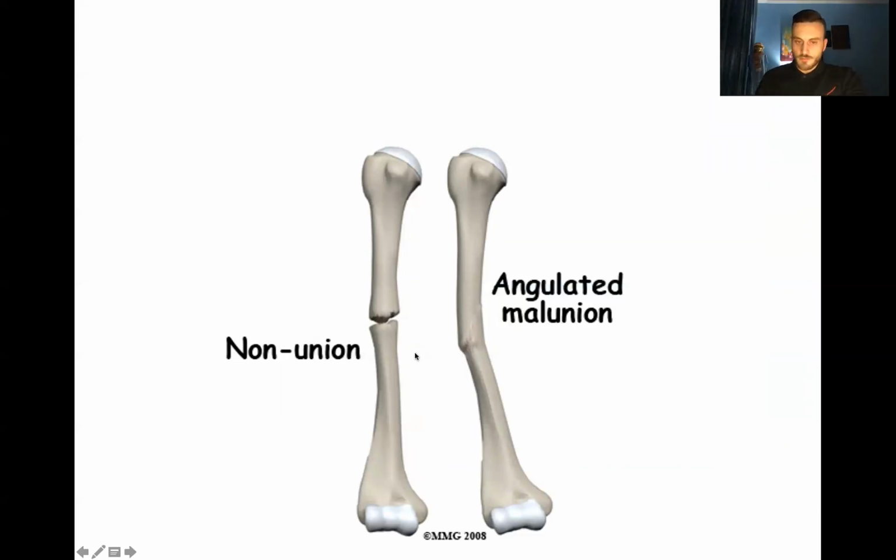This is non-union, and this is malunion. Malunion means the bone healed, but in the wrong position. So you can see here that there is angulation. It's angulated.